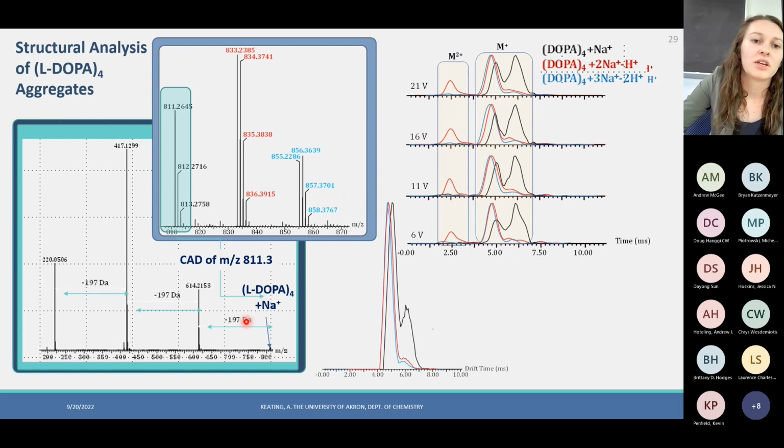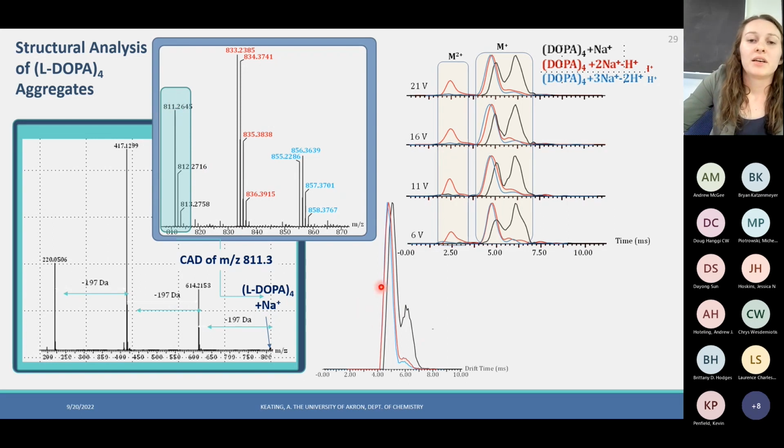So what we did next was confirm that they were non-covalent interactions, by isolating one of the tetramer species with a single sodium and then subjecting that to MS/MS, and we just see neutral losses of the unmodified neutral L-DOPA, indicating a non-covalent interaction between these species.